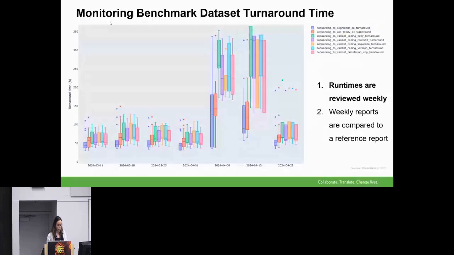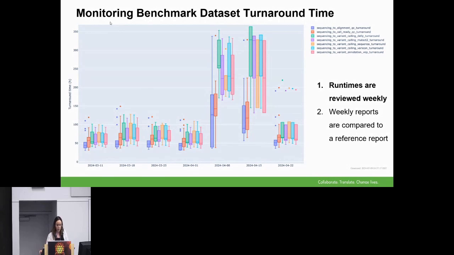So on the x-axis of this plot, you have the date, so the week that we're looking at, and on the y-axis, you have turnaround time. And each of these box plots represents a step in our pipeline. So for example, the first box plot here in purple is demonstrating sequencing to alignment to QC turnaround time.